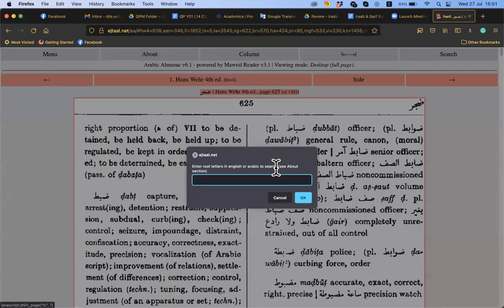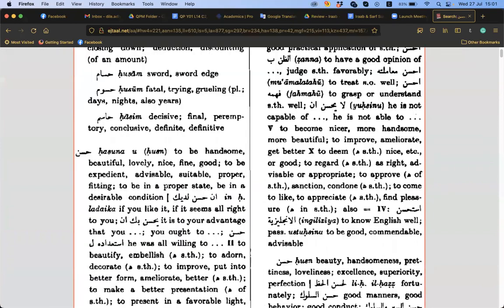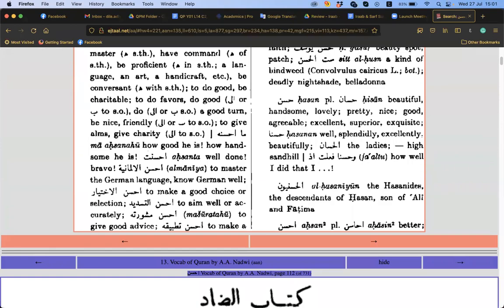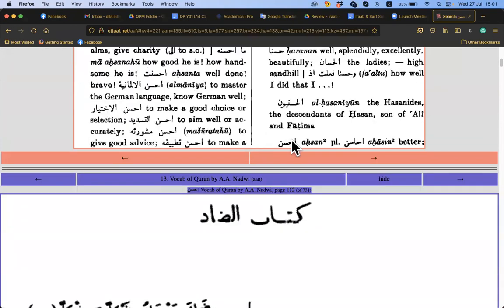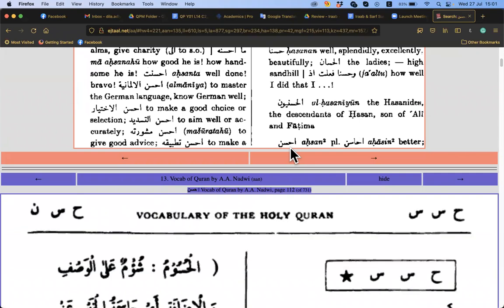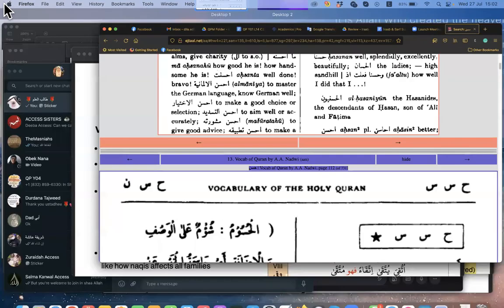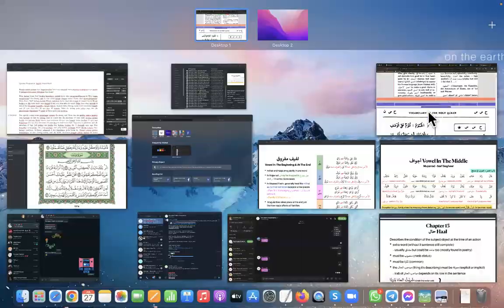Go to the HTML, find Hassan, and then find Ahsan here. The last one here is Ahsan, right? Can you see my screen? Yes, the last line. Ahsan, okay. So the plural of Ahsan is Ahasin.